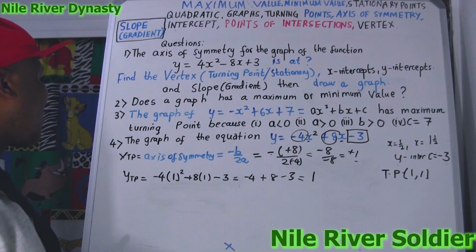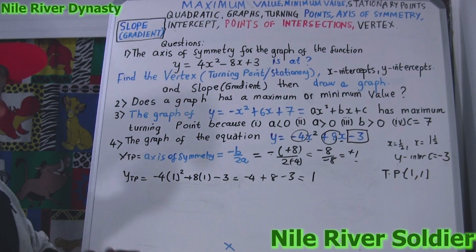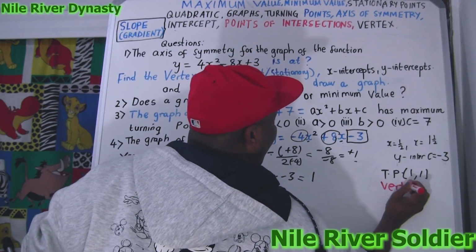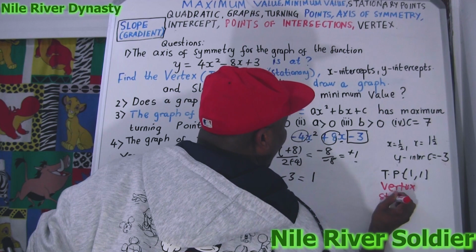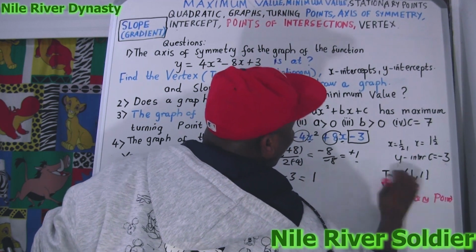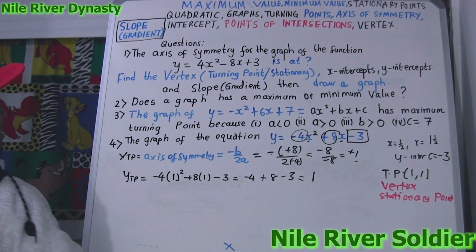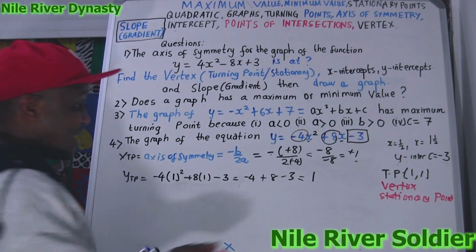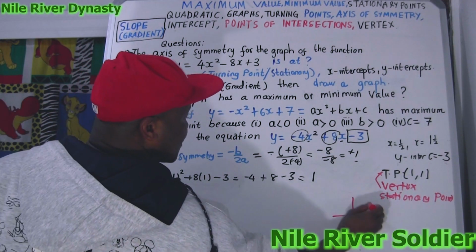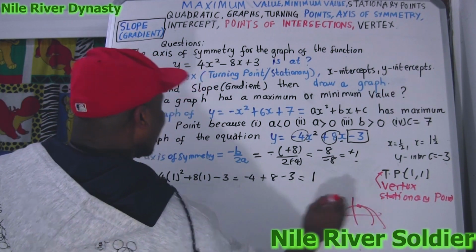Sometimes we call it turning point, sometimes we call it vertex, sometimes we call it stationary point. It's the same thing, you know what I'm saying? For this case, it's the vertex, meaning where the graph turns. Okay, cool.